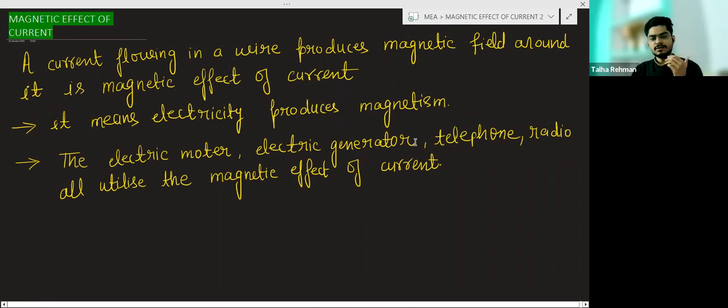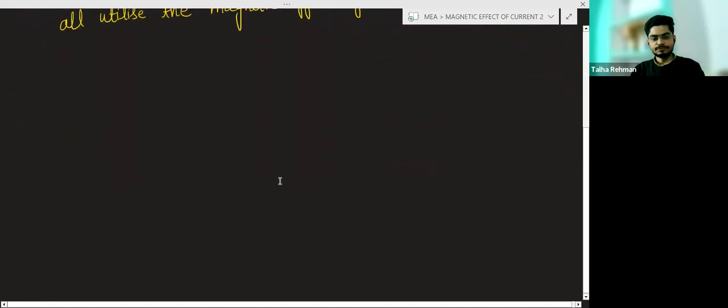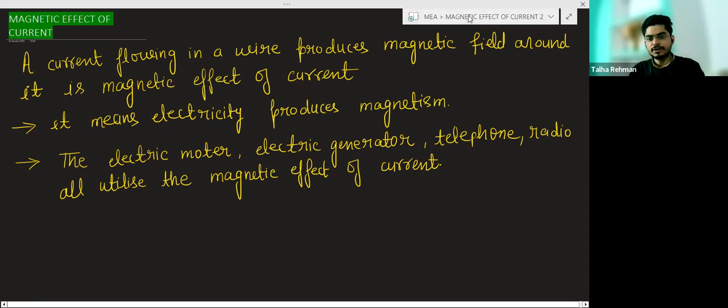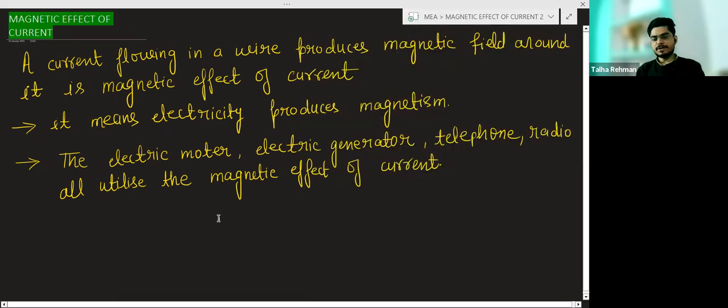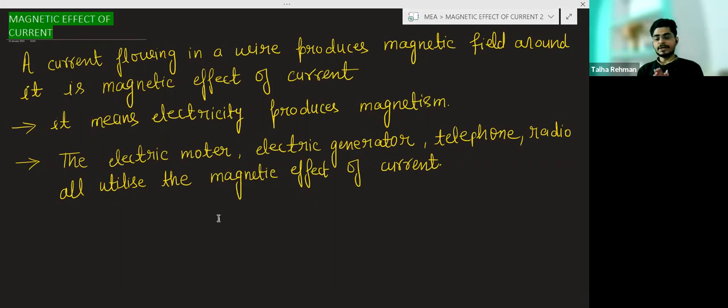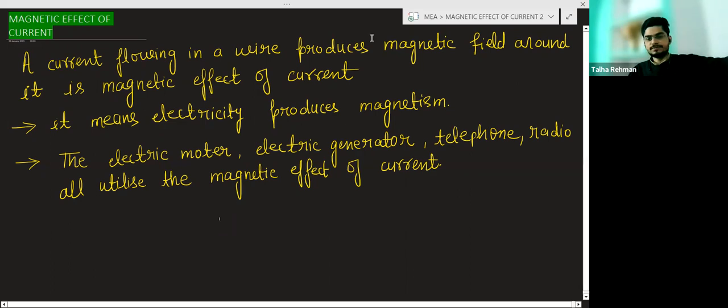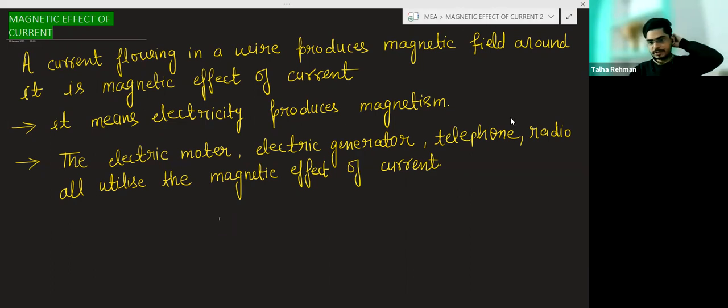Electric motor, electric generator, telephone, radio, all utilize the magnetic effect of current. Okay, this is the magnetic effect of current. Now there will be one experiment, with the help of which we can observe the magnetic effect of current.